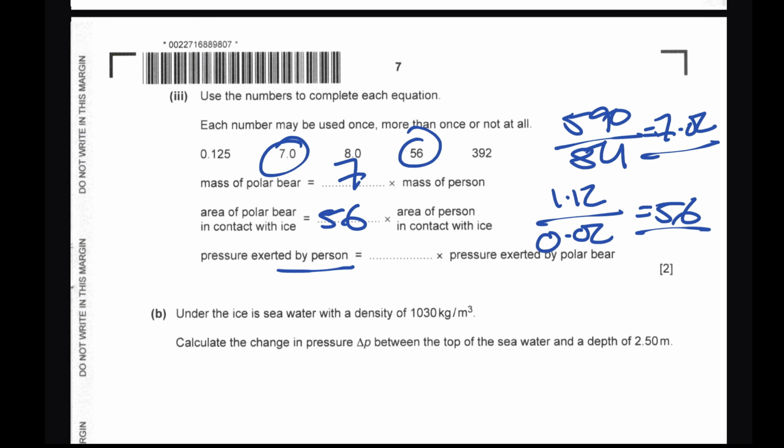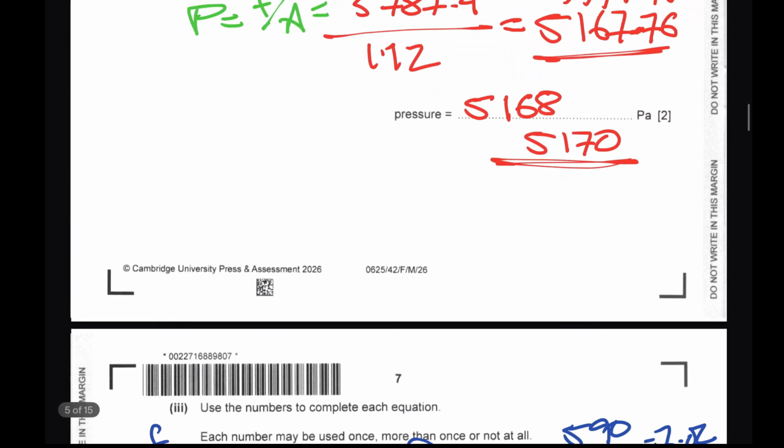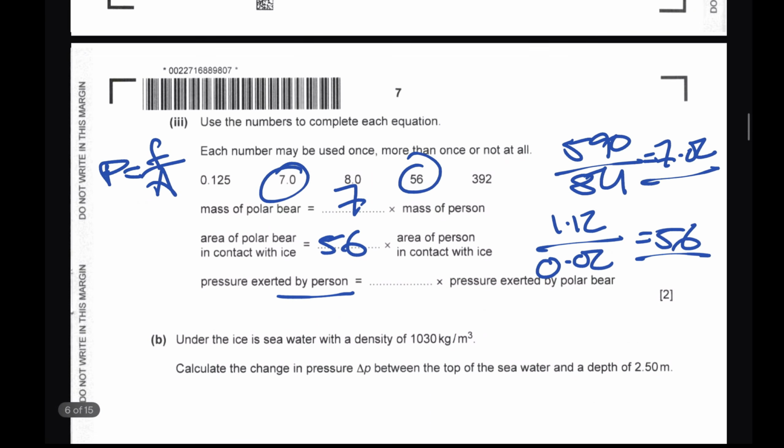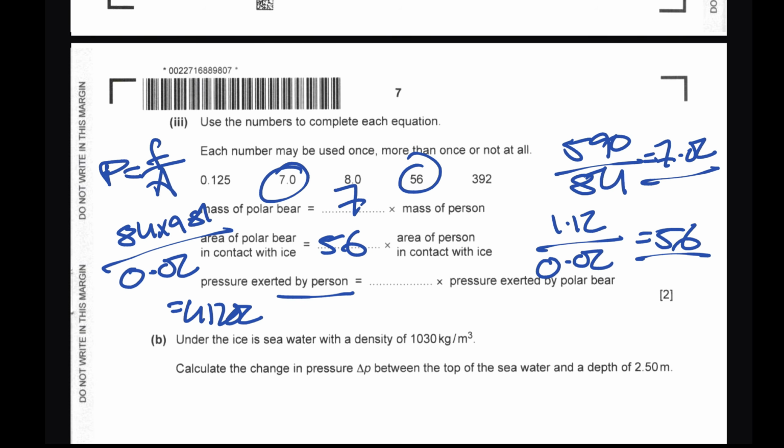Pressure exerted by person is how many times the pressure exerted by polar bear. So here what we need to do is pressure is equal to force by area. We do the force calculation for the person because we've already done the pressure calculation for the polar bear, which is 5170 or 5168. So for the pressure of the person, it's going to be mass of the person 84 times 9.81. That's the weight of the person, divided by area 0.02, or 41202.